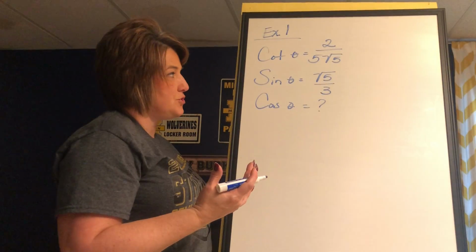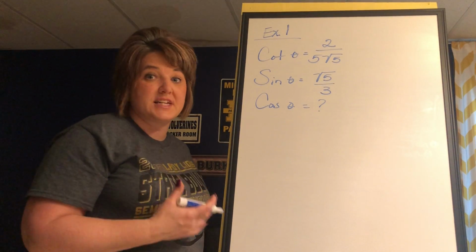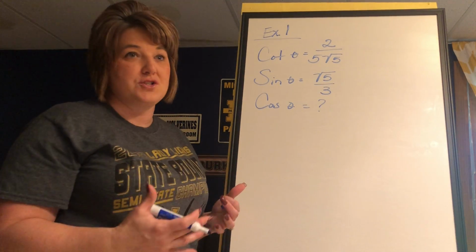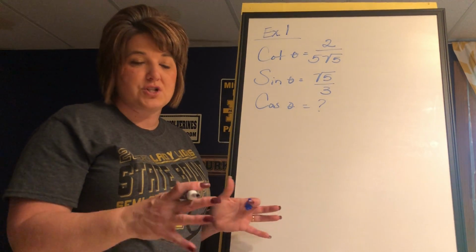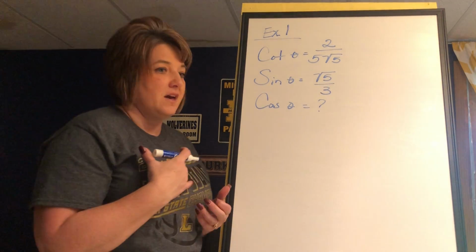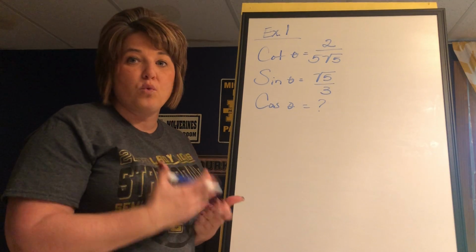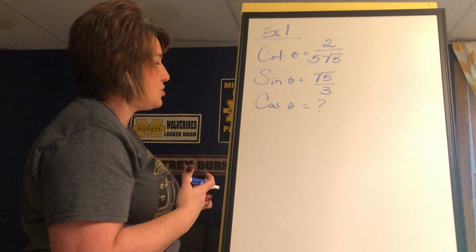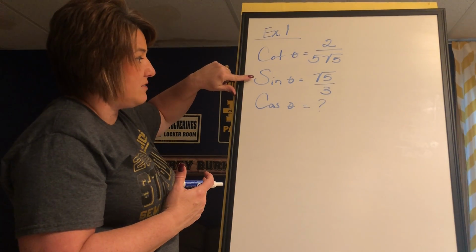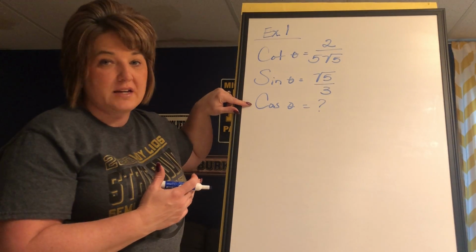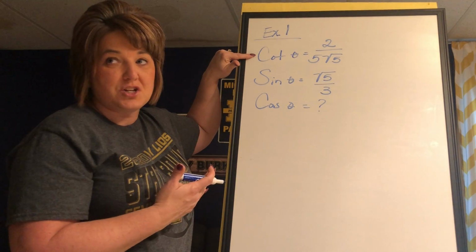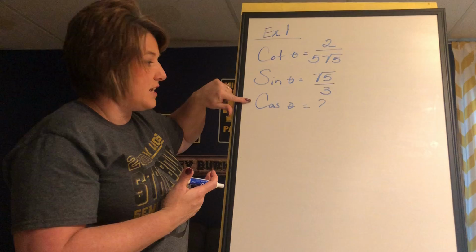So what you do is you have to figure out which identity you need, and that's the hardest part. Whenever we get a lot more of these, you're going to have a whole page of identities, and I'll share that with you once we get to that point. But right now you just have a few of them. The hardest part for people is figuring out which identity do I need to use. So I know I have cotangent, I have sine, I want cosine. So is there any way to write cotangent in terms of sine and cosine?